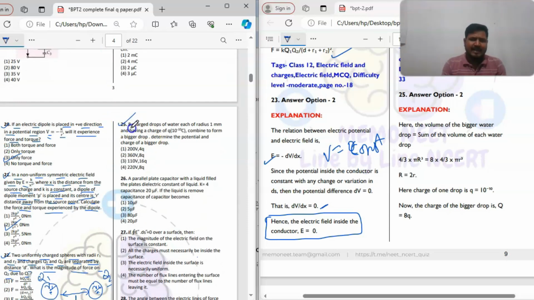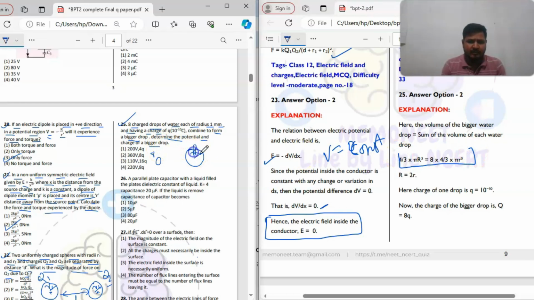The question is that 8 charged drops of water, each of radius 1 millimeter and having a charge of Q, combine to form a bigger drop. Determine the potential and the charge on the bigger drop. When the 8 drops combine to form a bigger one, the volume remains the same. So first we have to find the radius of the bigger sphere. We equate the volume of both the spheres.